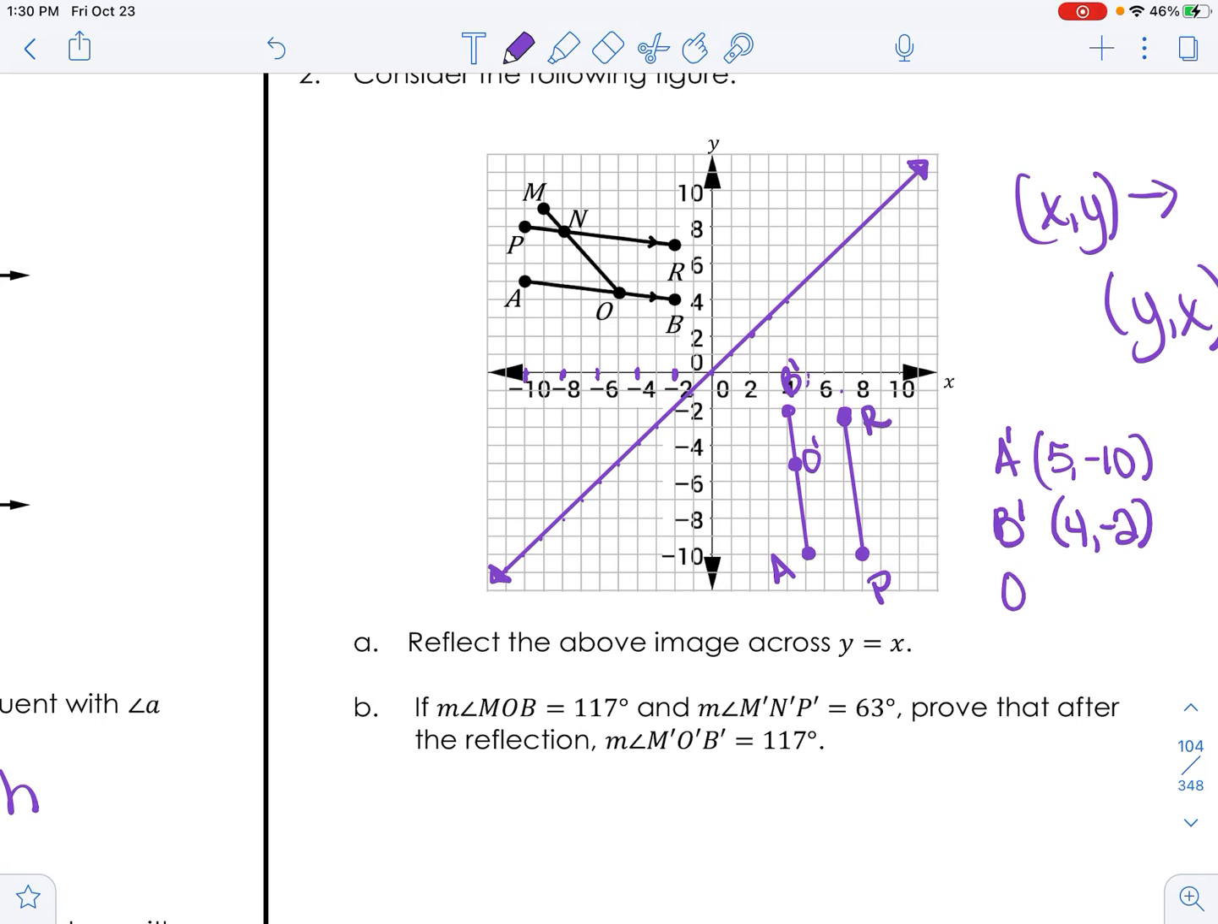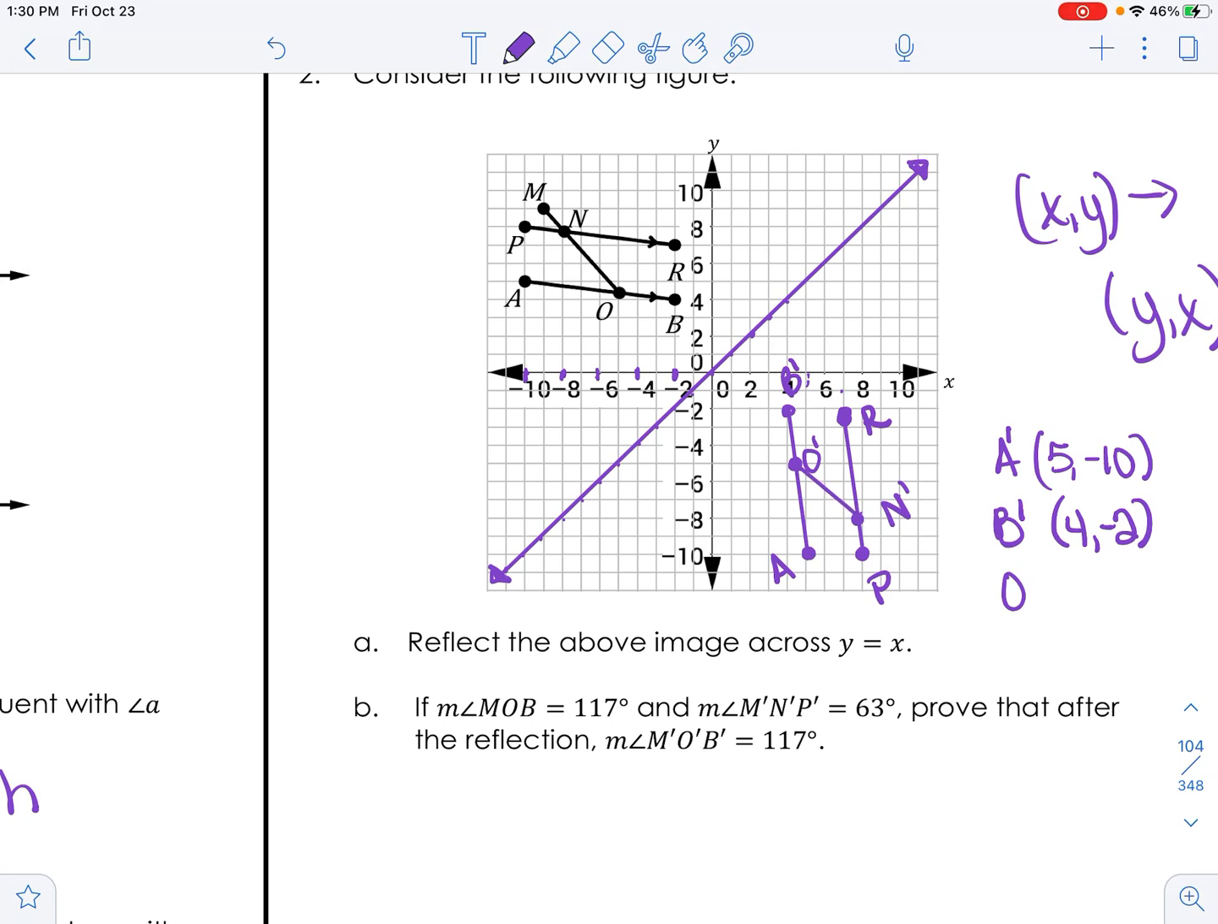Okay, so it's starting to look good. N is at negative 8, 8. And N is at negative 8, comma, looks to be almost 8, so almost 8 to negative 8 right here.